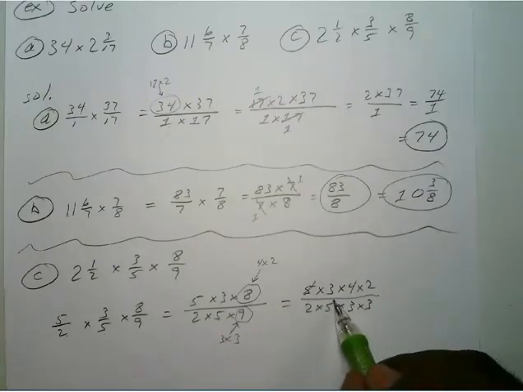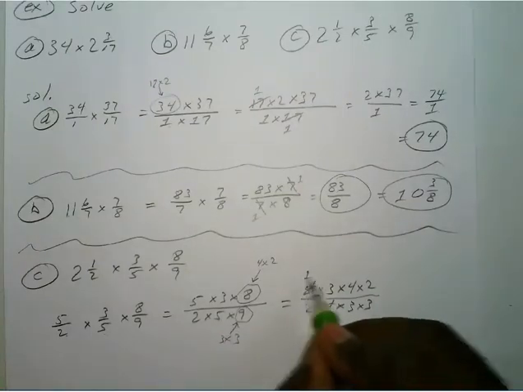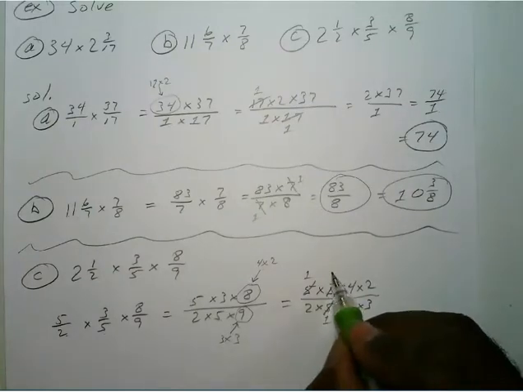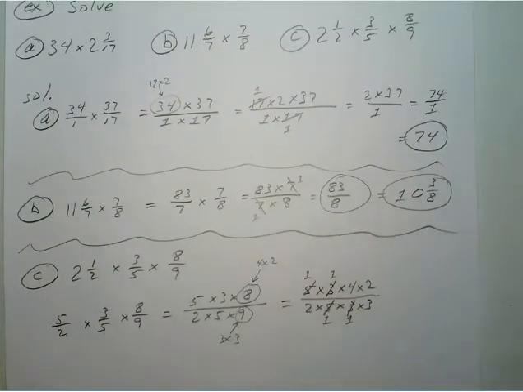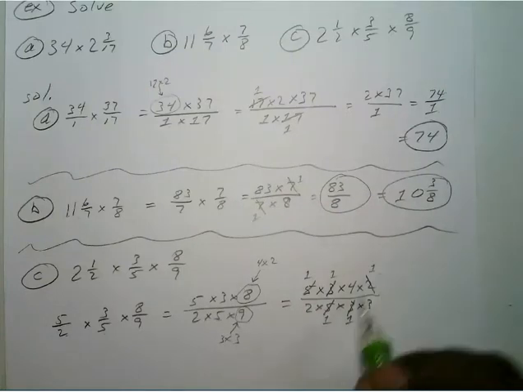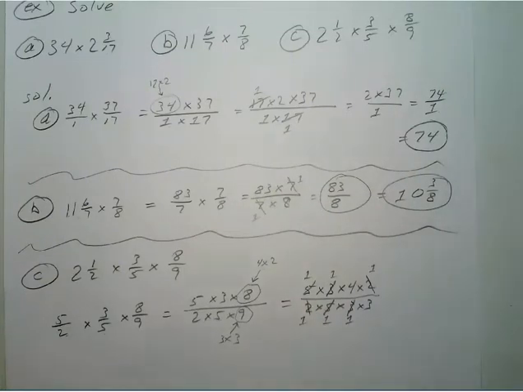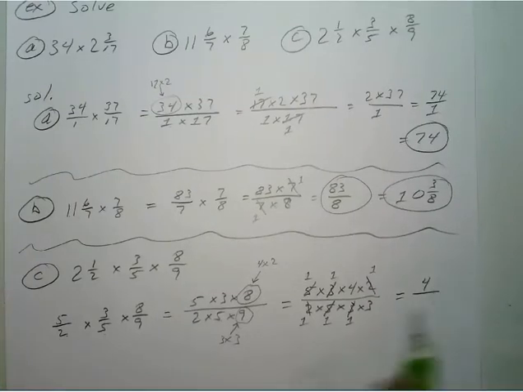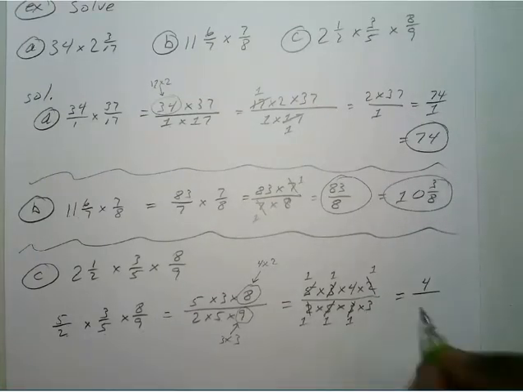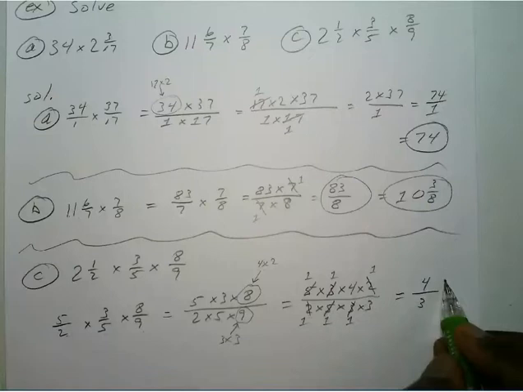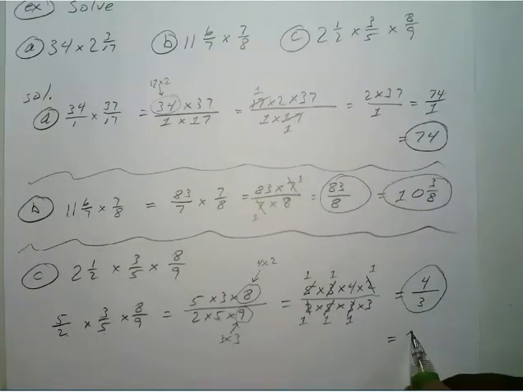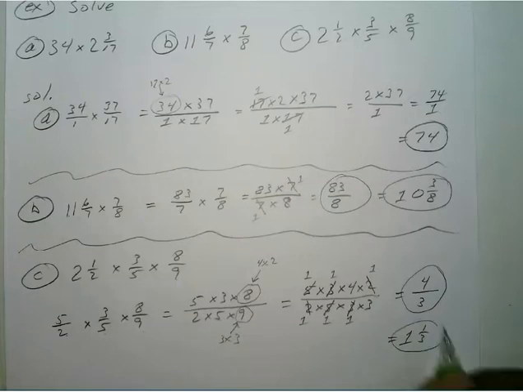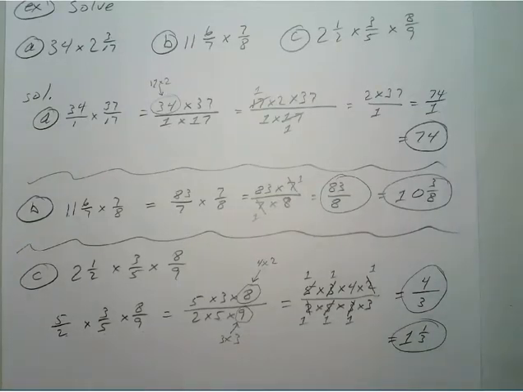We have our 5 in the numerator and 5 in the denominator. We have our 3 in the numerator and our 3 in the denominator. And we have a 2 in the numerator and a 2 in the denominator. So that leaves us with 1 times 4 times 1, which is just 4, over 1 times 1 times 1 times 3, which is just 3. Or if you wanted to rewrite that as a mixed number, that would be 1 and 1/3. Either way, you'd get the same answer.